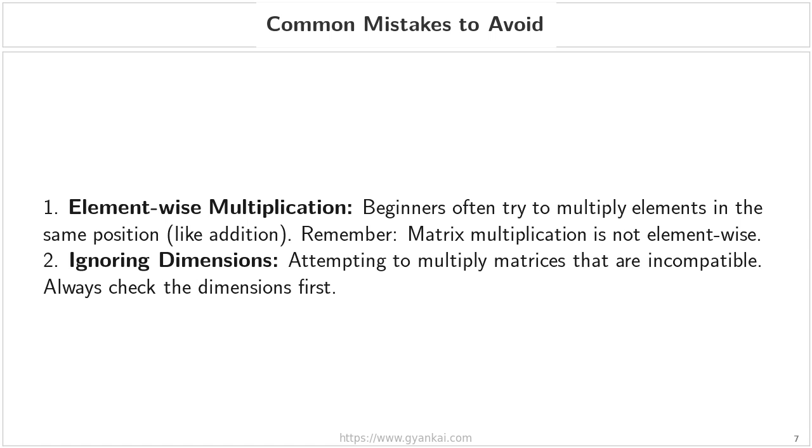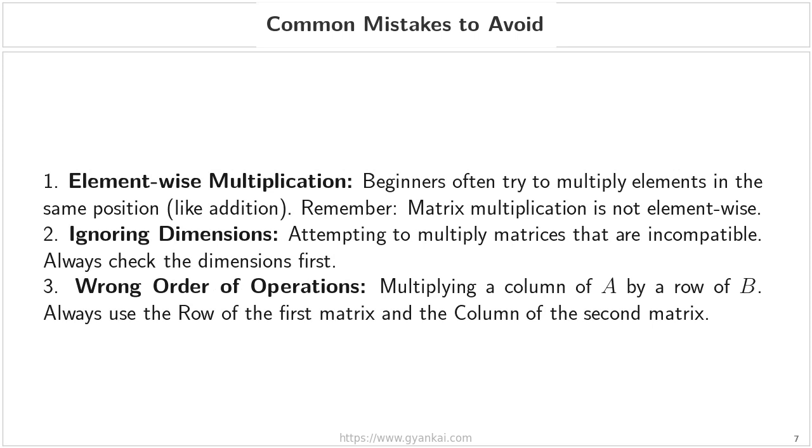Second, never ignore the dimensions of your matrices. Before you begin any calculations, always refer back to the golden rule we discussed in the second slide. If the number of columns in the first matrix does not equal the number of rows in the second, the matrices are incompatible, and the multiplication is mathematically undefined. Always check your dimensions first to save yourself from unnecessary work.